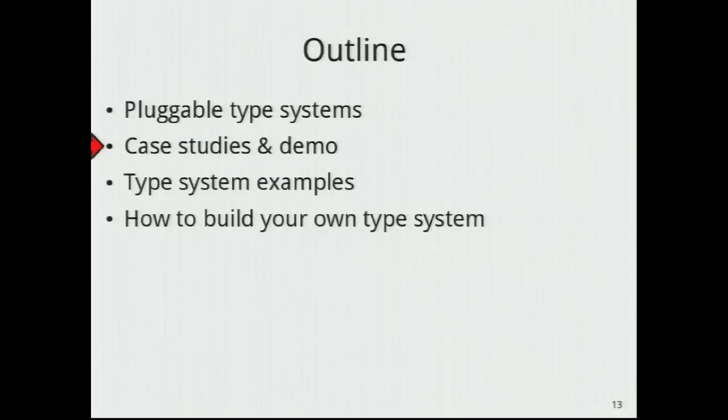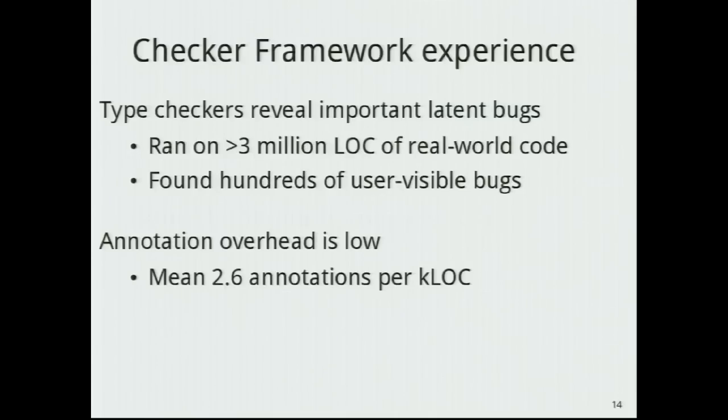So I've told you a little bit about this notion of pluggable type systems that helps you eliminate certain types of errors. Now I want to talk about some case studies, and we'll also give you a demo of the tools in action. So we've run type checkers on over 3 million lines of real-world code, and they find real bugs. We found hundreds of user-visible bugs and lots more instances of internal errors or code smells. It's actually pretty easy to use. We only had to write, on average, 3 annotations per 1,000 lines of code. So way less than the cost of writing generic types, for example.